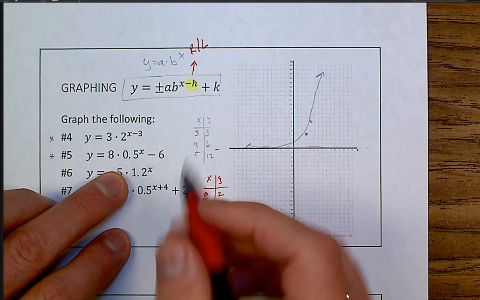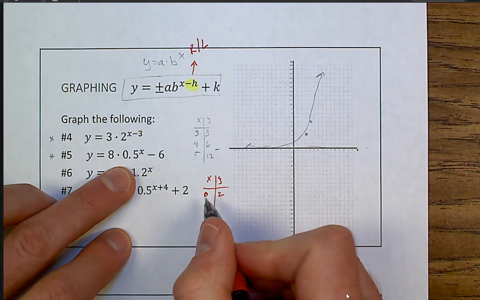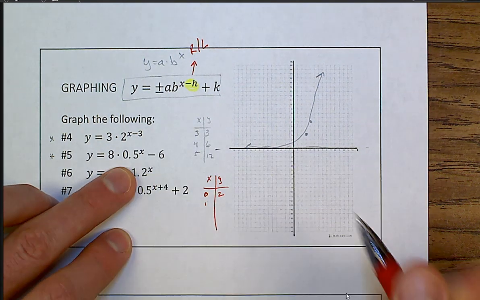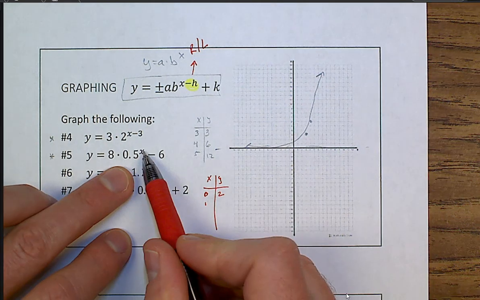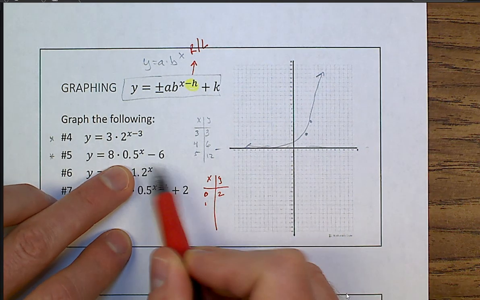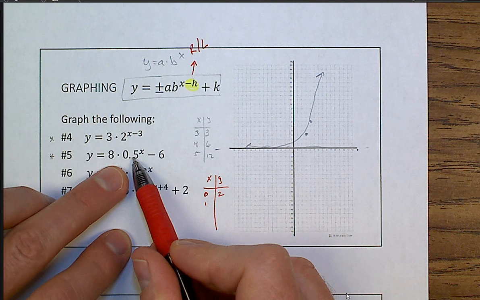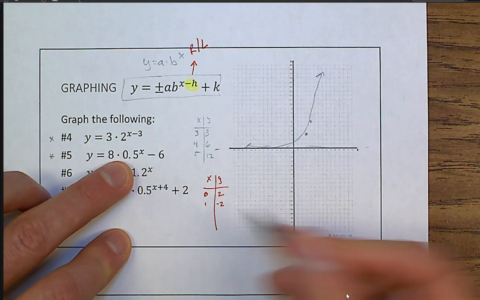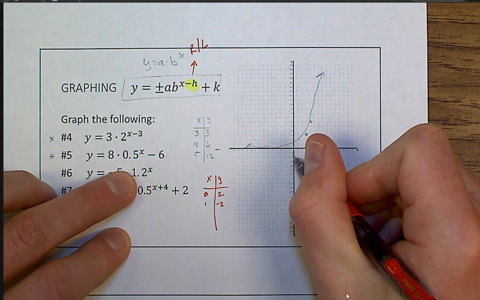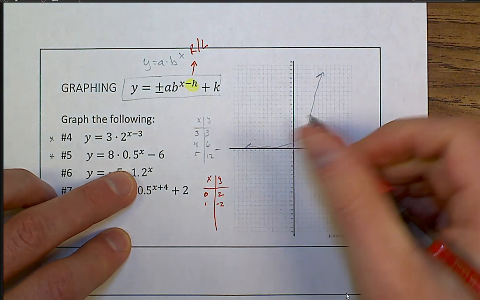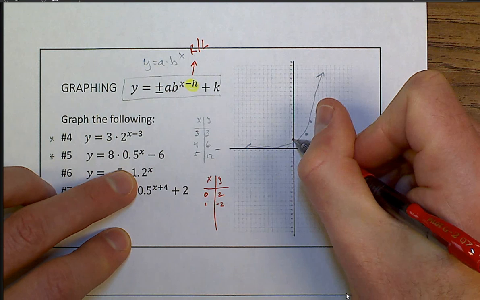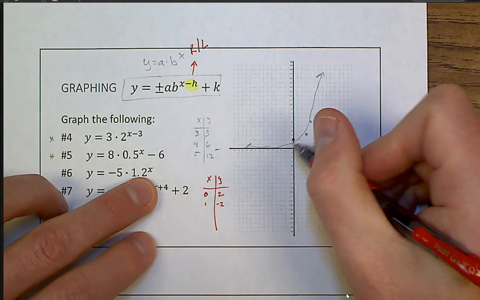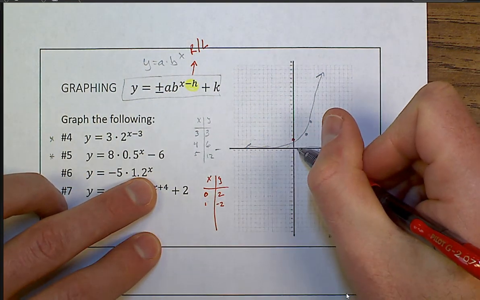If I plug in, let's plug in a 1. So if I plug in a 1, I have 0.5 to the first power, which is 0.5. 0.5 times 8 is 4. 4 minus 6 is -2. So I have 0, 2, which is up here. Okay? I have 1 and -2, which is right here.